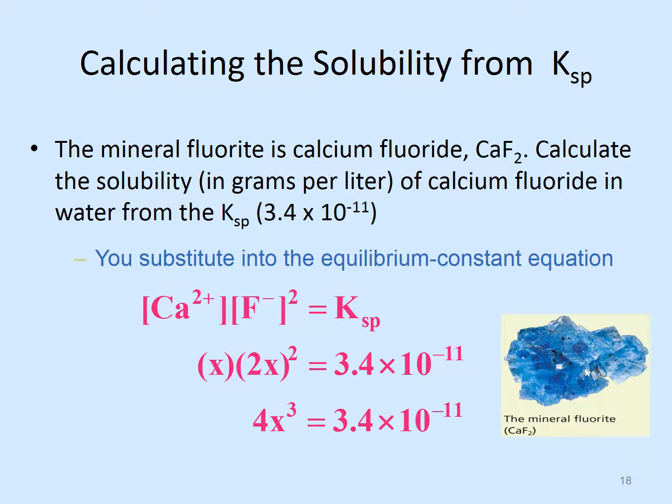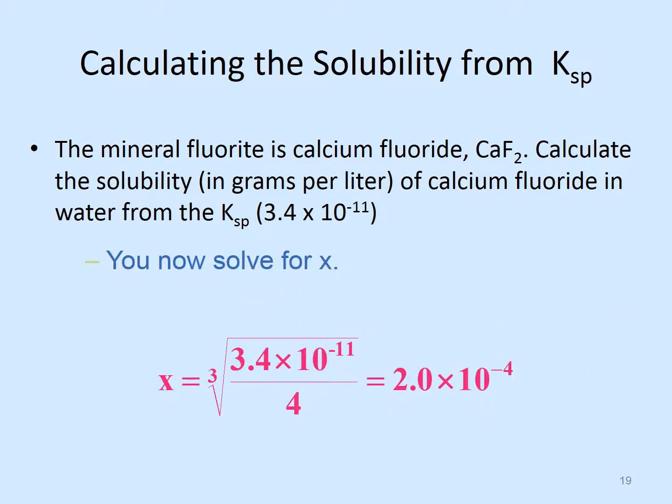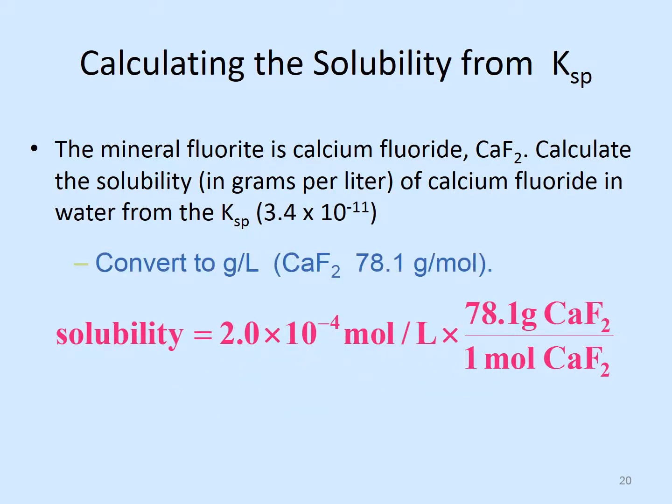So if we first divide by 4 and then take the cube root, we get a value of 2 times 10 to the minus 4th. Well, keep in mind, you're not done yet. That would be in units of molarity. So what is the solubility in moles per liter? 2.0 times 10 to the minus 4 moles per liter.